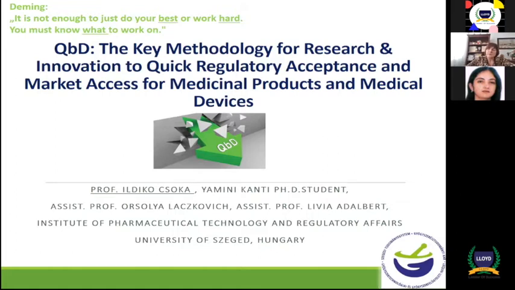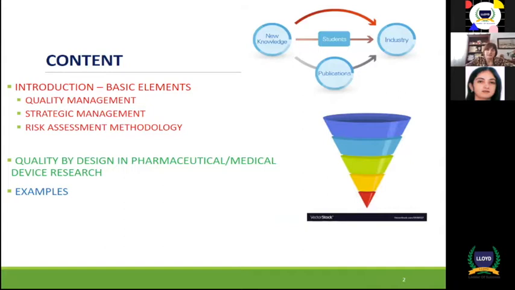So my co-authors here: Yamini is here with me from India, from your country, and two colleagues, Orsolya Lackovic and Assistant Professor Livia Adalbert. They are my group working on regulatory things and regulatory affairs in the case of development of different dosage forms.